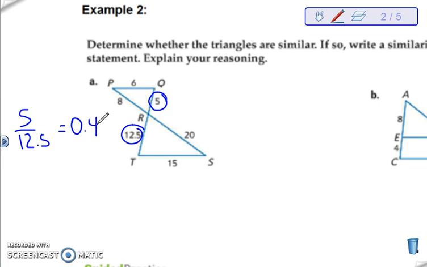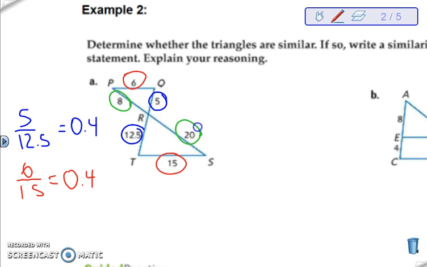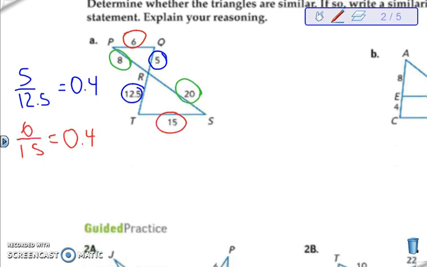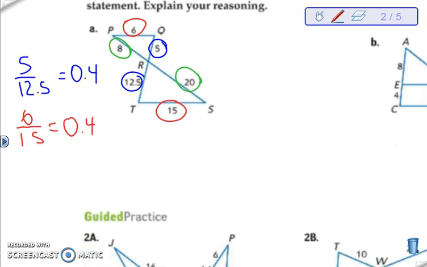Then I'm going to find the next two biggest sides in each triangle. So the 6 is next over here. The 15 is next over here. So if I take 6 divided by 15, I get 0.4. And I notice everything looks good so far because we're getting the same value. We need to get the same value every time. Otherwise, our scale factor doesn't match and our triangles won't end up being similar.